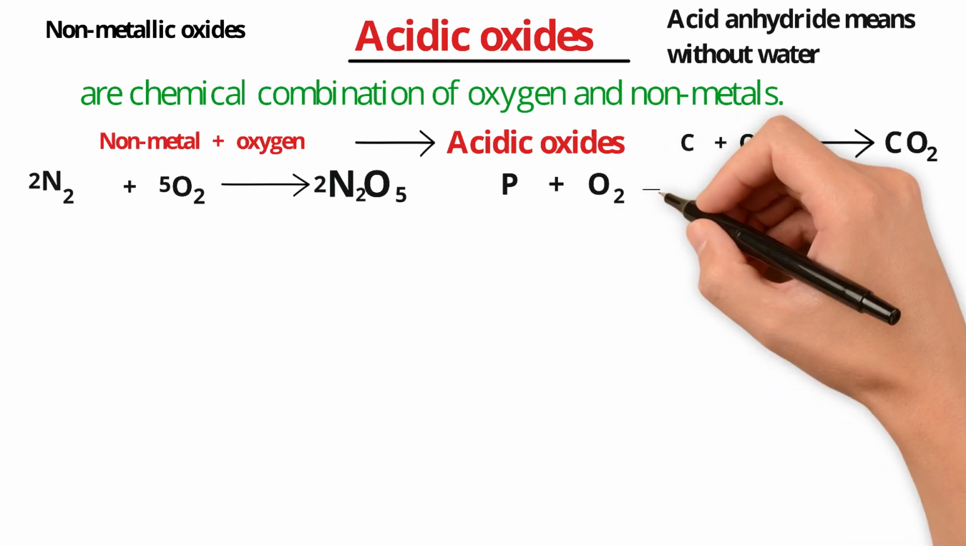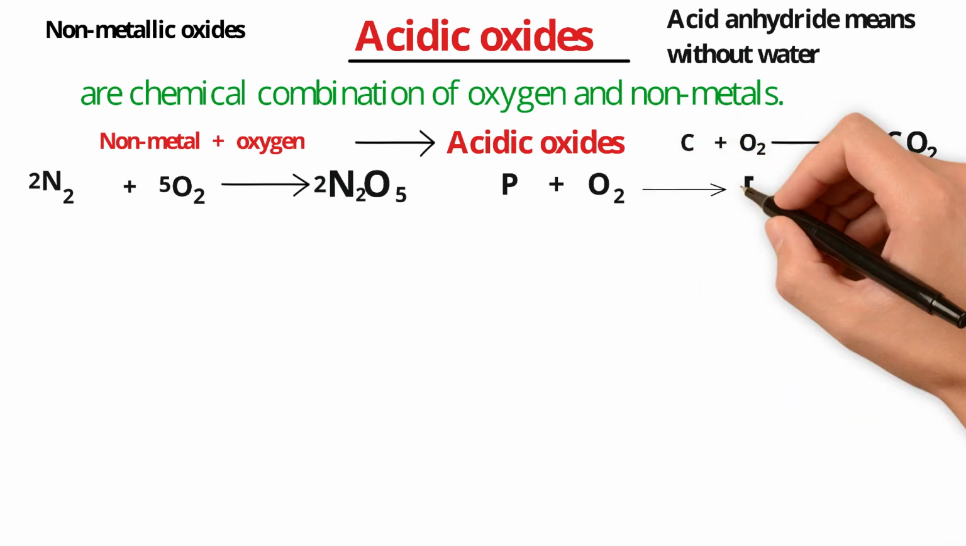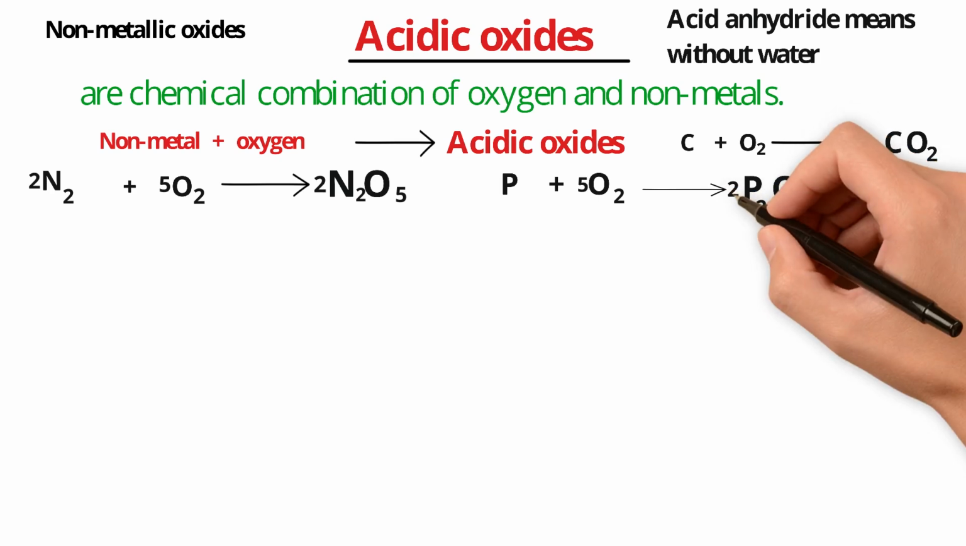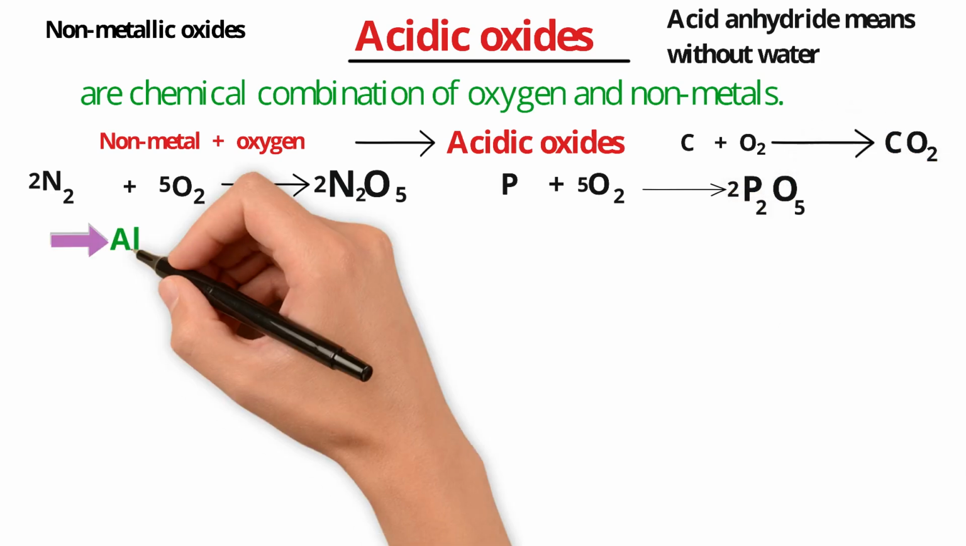Phosphorus is a non-metal, and burns in oxygen. Finally, it produces phosphorus pentoxide. Phosphorus pentoxide is an acidic oxide.